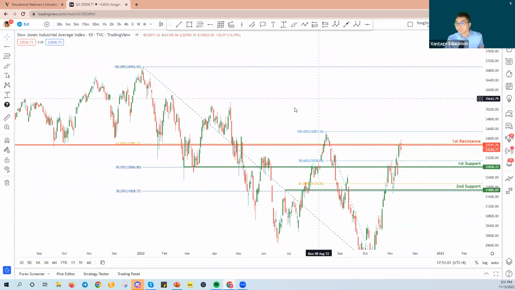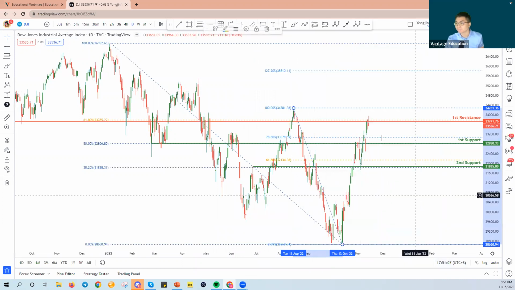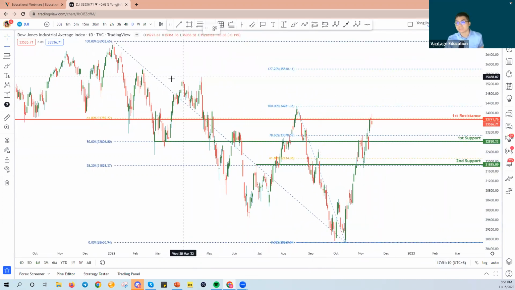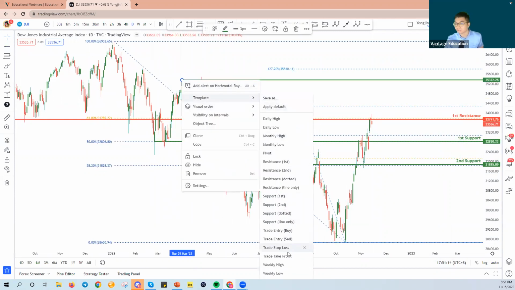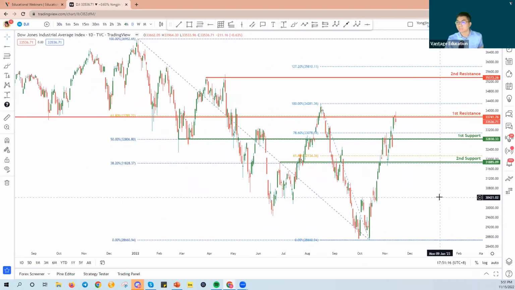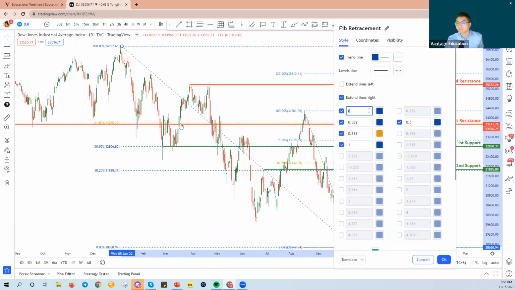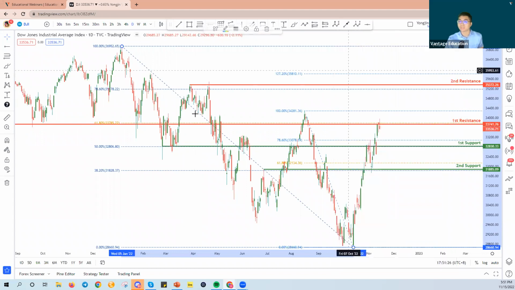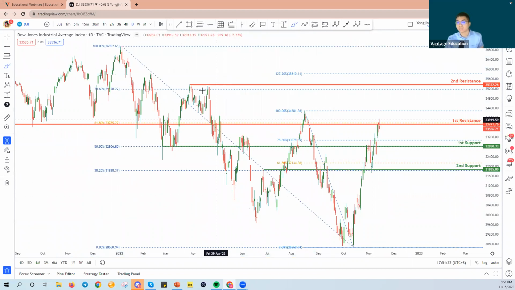So maybe this area we want a projection, we have an extension 1.272. So yeah, right here we can obviously say there's a very nice resistance right there. A second resistance area, so we want to add confluence. Maybe this area we have the 78.6. The 78.6% Fibonacci line is pretty close to the 127.2%, which is in line with our second resistance line.